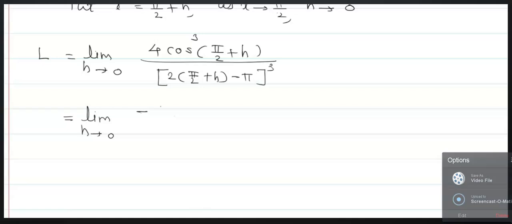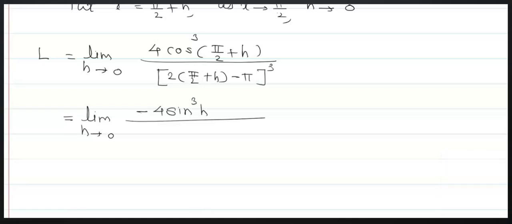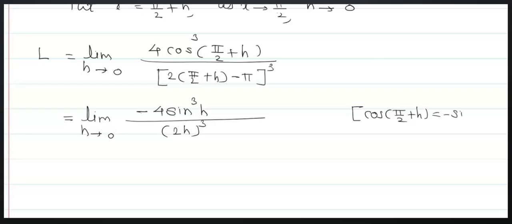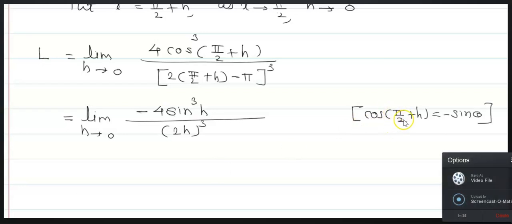Now see this here, and the simplification of this. What is the simplification of this? That is 2 into pi by 2, that is plus pi, and minus pi get cancelled. And 2 into h, that is (2h) bracket cube, which is equal to 8h cube. Now see this again: cos of pi by 2 plus h is minus sin h.